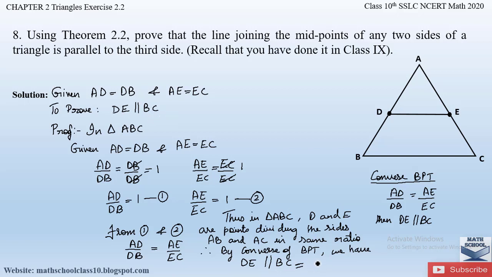This is a very important question, that is, questions number 7 and 8 are both very important. They have given you a statement and you have to prove it by using either the BPT theorem or the converse of the BPT theorem. And it is very simple. You just have to understand the statement given, draw a figure accordingly, and by using the respective theorem you can prove it. Hopefully you have understood these questions.